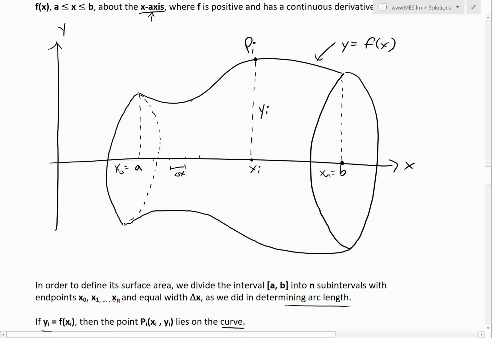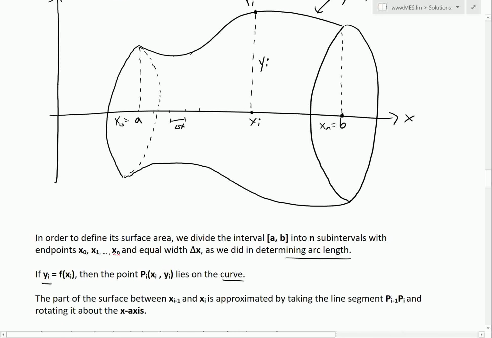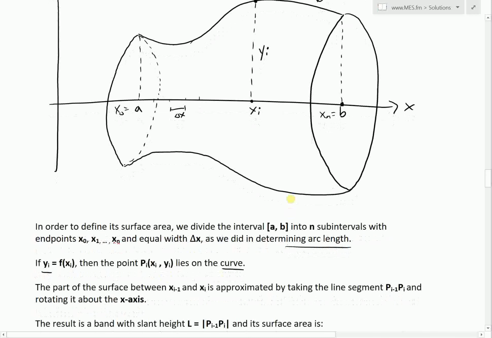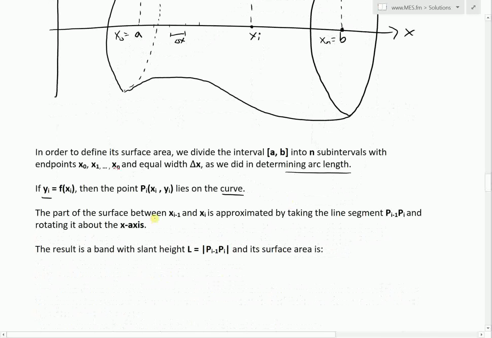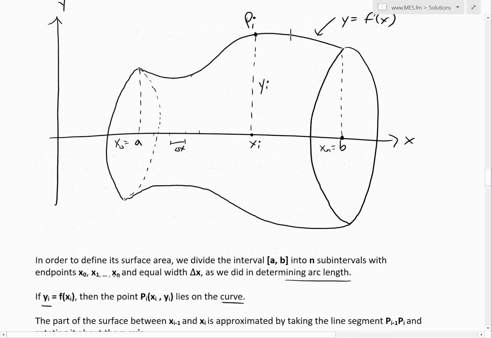So this distance would be yi, then this point, we'll call it pi. This is going to be our just xi, yi. So that's contained in those 2 points. So that's our pi, where pi contains xi and yi. So that point lies on the curve, in the part of the surface between xi minus 1 and xi.